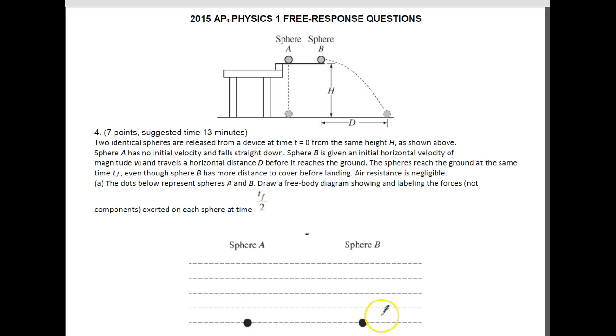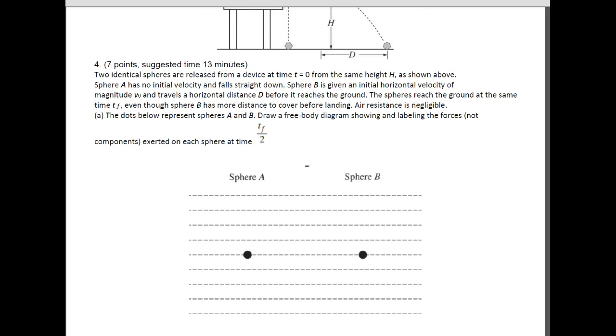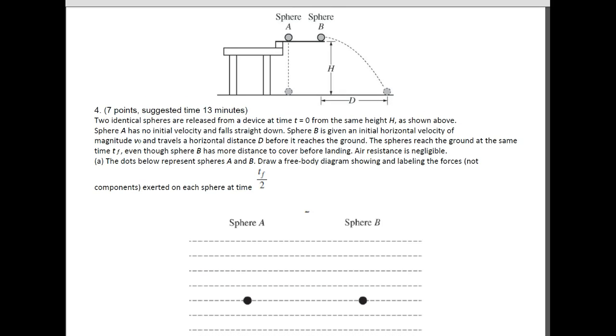There's two dots here, and they represent spheres A and B, and they want us to draw free body diagrams of each one at the time t final over 2. So that's just where they would fall, about half the time down. So we could just guess maybe that one is there and this one is here. That's about where they're at.